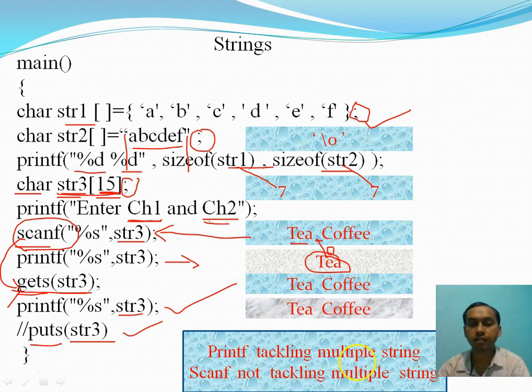So printf can handle multiple words in a string. You can print multiple words using printf, but scanf cannot take multiple words as input. You are not able to take such a string as input by using scanf. You have to use the gets function.